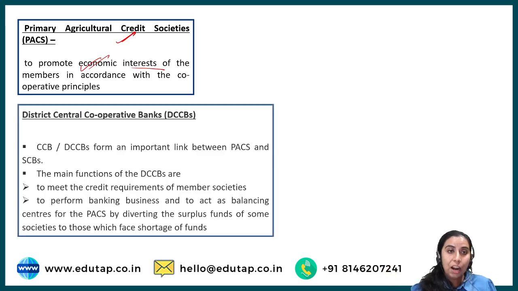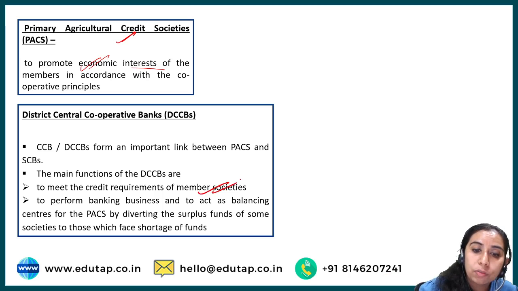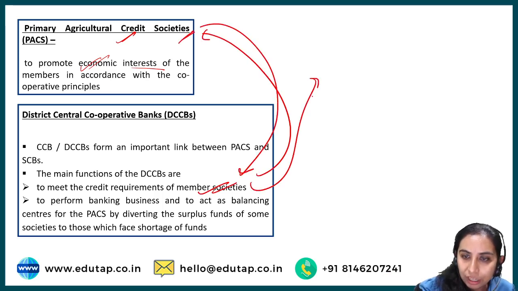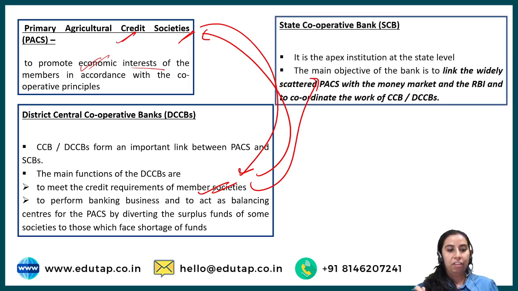Then after primary societies, there is the district central cooperative bank. These are very common banks, called DCCBs. They are a part of the link between primary societies and the state bank. They are playing a balancing role between these two types of societies and banks. The main function is to meet the credit requirement of the member societies, because these societies will approach here, and from here they will go to the state cooperative bank. So to perform banking business and to act as a balancing center of PACS and state cooperative bank is the function of the district cooperative bank.